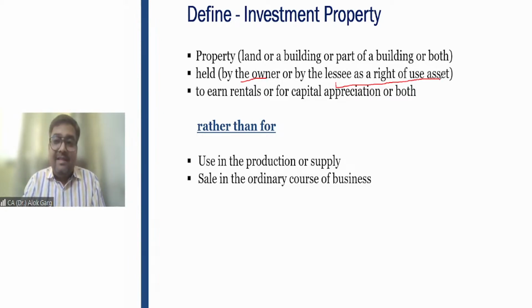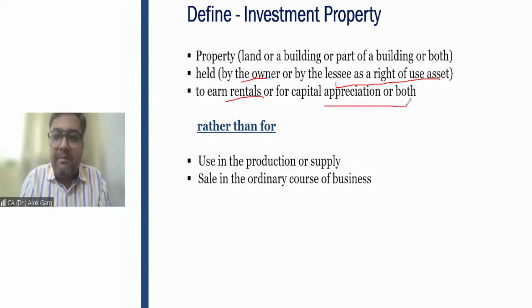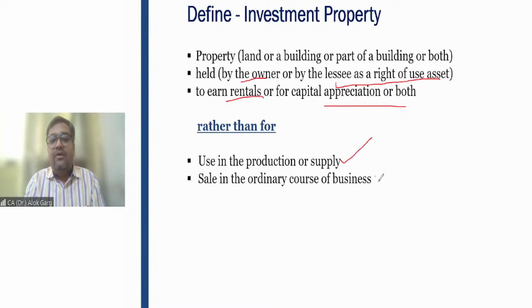So if a lessee has a right of use asset, it means the lessee has taken a land or building which is held to earn rental or for capital appreciation. In case of a right of use asset, generally this rental purpose was there, rather than for use in the production or supply or sale in the ordinary course of business. If the lessee is using that building for the purpose of business, in that case, it is not an investment property. It is PPE.